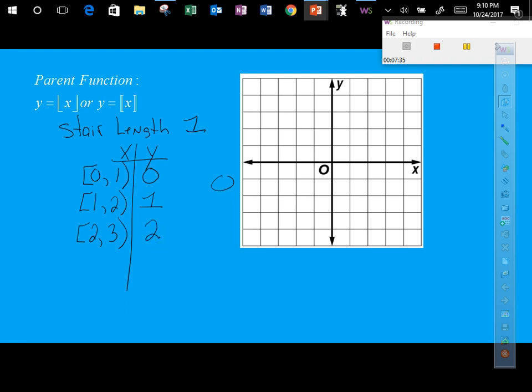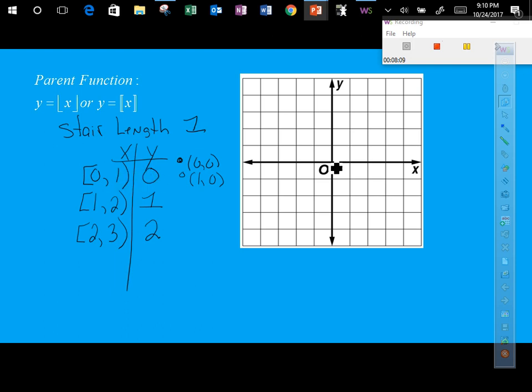Here's a shortcut for you. If you plug in your bracketed number, that will be your y value. It'll take care of that whole interval. So guys, our step function is going to look like this. I'm going to plot the point. I'm going to have a closed dot at 0, 0. Here's where I got that closed dot. 0, 0. And then I'm going to have an open dot at 1, 0, right here.